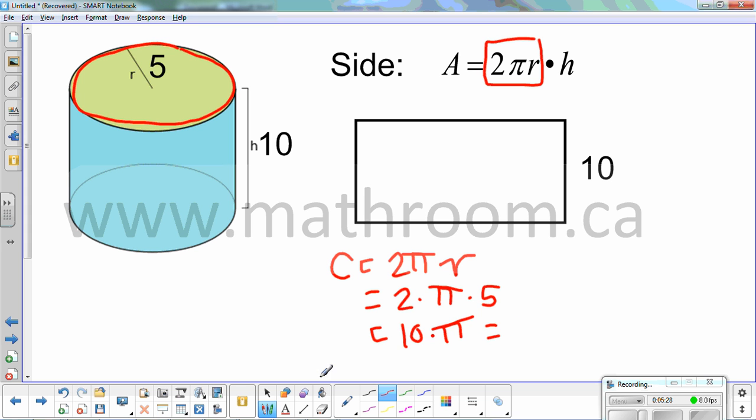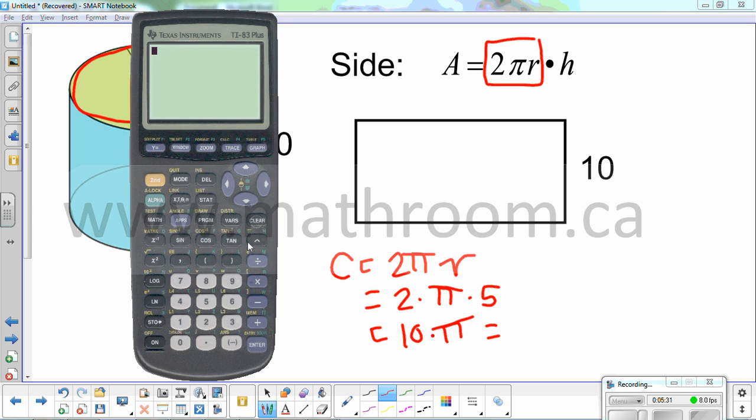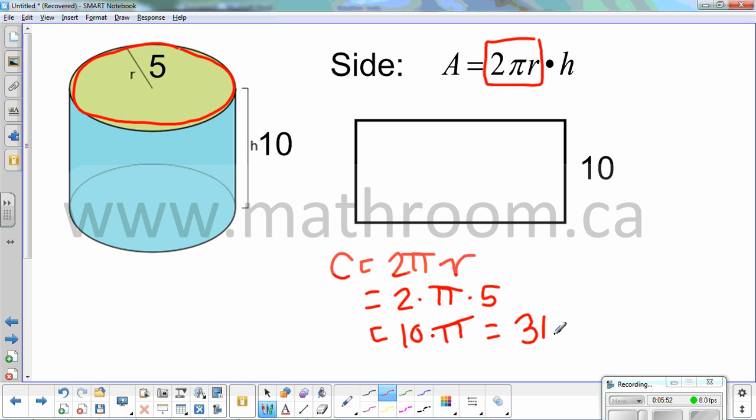If we go to our calculator, second function, pi times 10 equals 31.4. So this becomes 31.4, this length here, because the circumference ends up becoming the length of this rectangle.